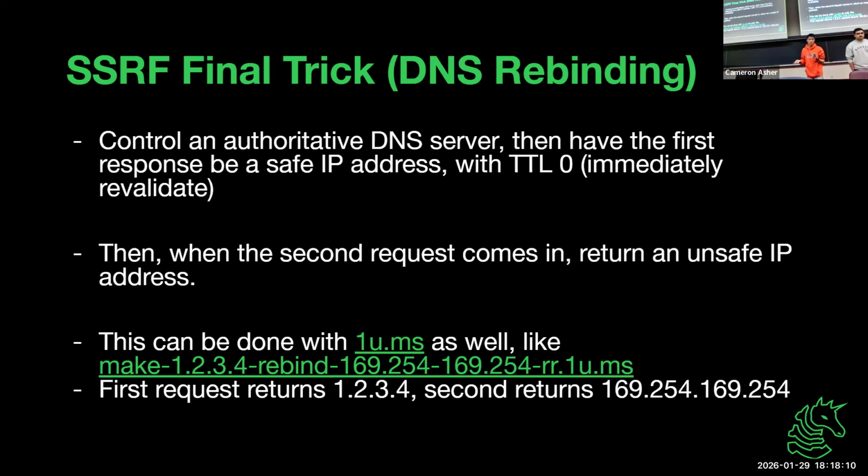This is also done with 1u.ms. It's a really useful tool. So you have something like make1234 where you find this 1u.ms. The first request returns 1234, which is safe, and then the second one returns your internal endpoint. And 1u.ms is really powerful because, let's say it tries it 3 times in a row, you can just tell it to return the safe address 3 times in a row and then return the second one. There's actually a lot of other useful things. You can check it out on the GitHub.